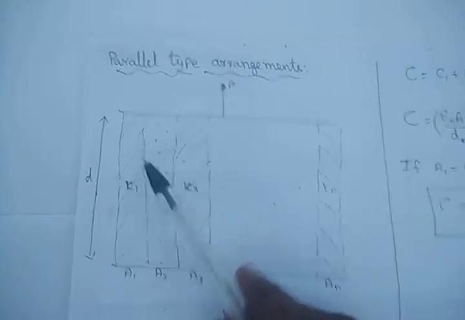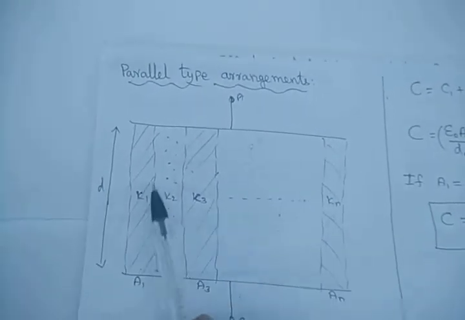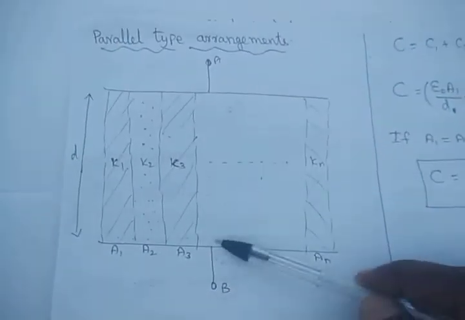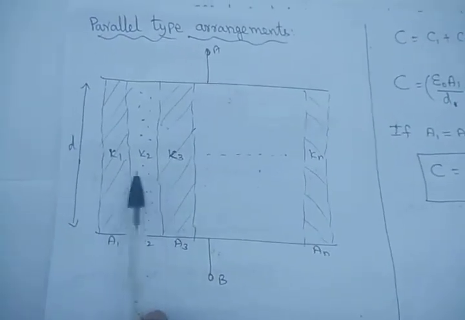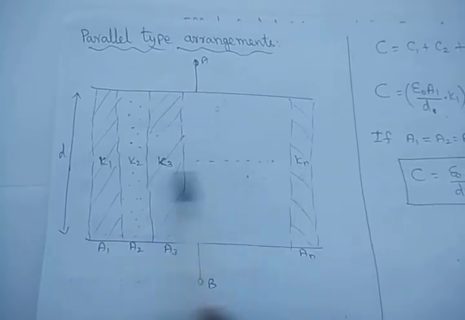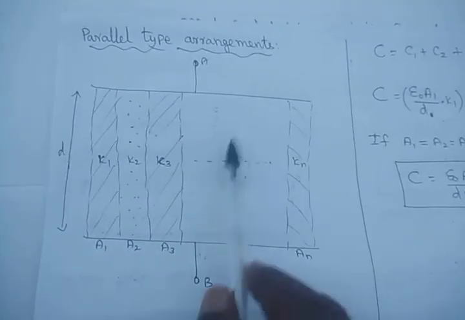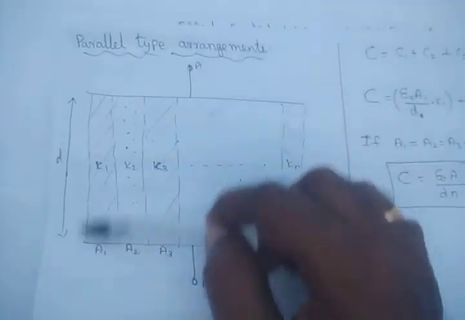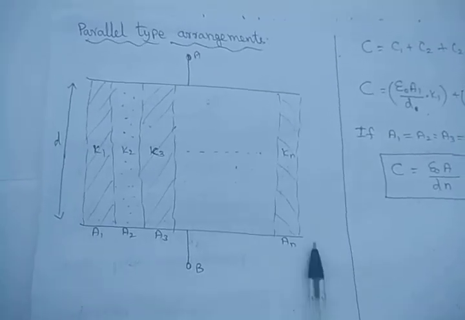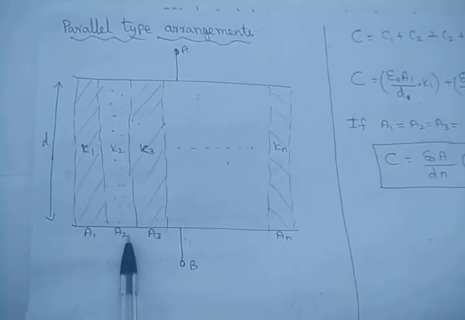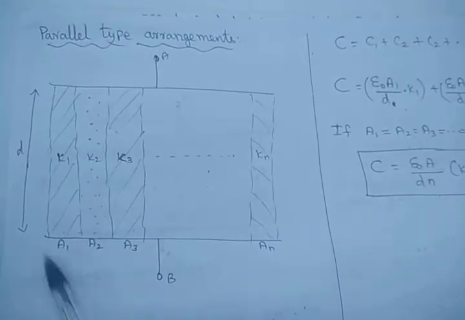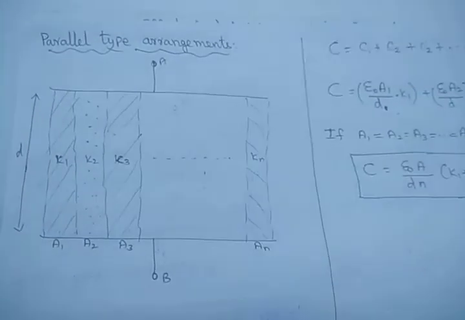Dear students, similarly, let us consider the same dielectric slabs connected in parallel arrangement, like this. So this is the upper plate and the lower plate, and the dielectric slabs are arranged in parallel. K1, K2, K3 up to Kn are the dielectric constants of the respective slabs. The thickness d will be the same, but the area differs. The area of the first slab is A1, the second slab is A2, A3 up to An. But in series arrangement, A is the same and only the thickness changes. So keep this in mind.